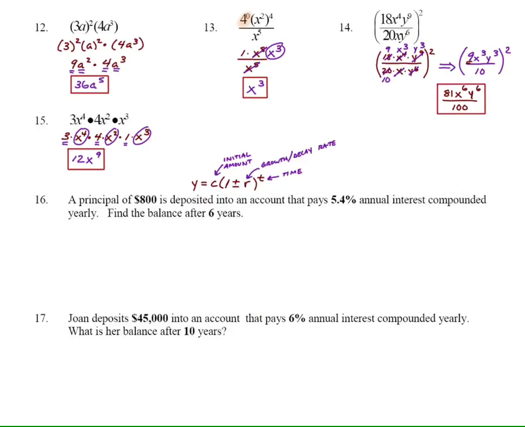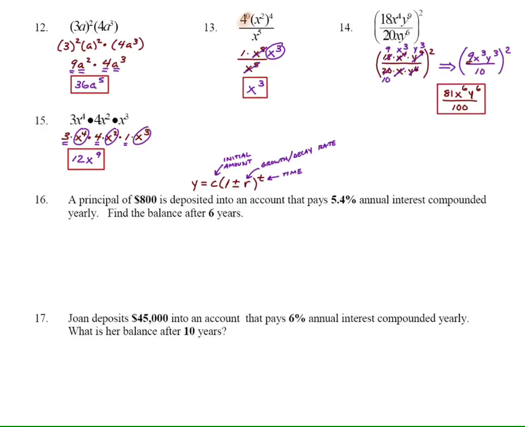So what should happen is, over the course of 6 years, our $800 should grow by 5.4% each year, which isn't going to be the same amount every year because it's always a percentage of the previous year. Not that we need to go in that in depth, but that's what makes it form a curve. The more money you have in there, the faster the money grows.